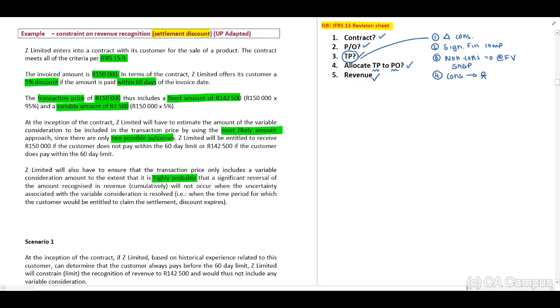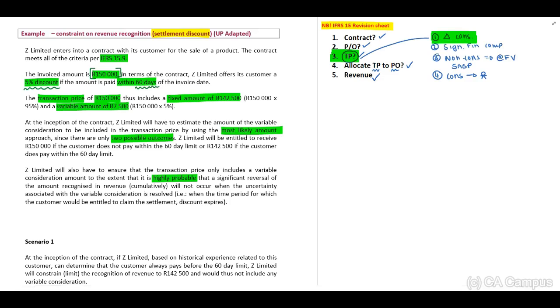Now guys, when we look at the information that they've provided to us, they've indicated that there is an invoice amount of 150,000, and in terms of the contract, Z Limited offers its customers a 5% discount if the amount is paid within 60 days. Now, when you view our steps, do you see that this will be included in determining our transaction price, and that there is a variable consideration included in our transaction price?